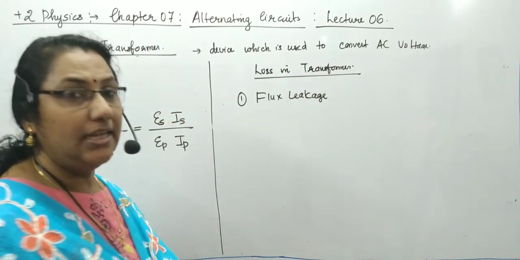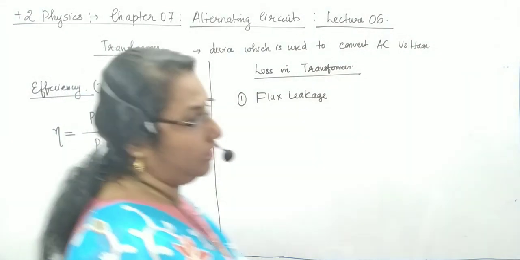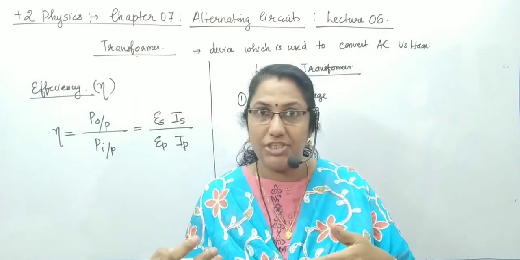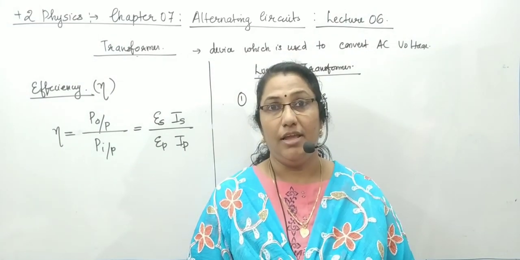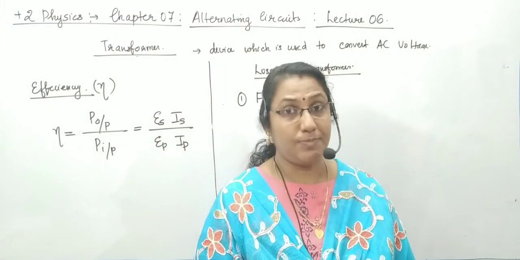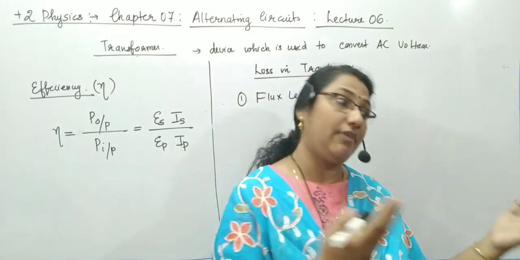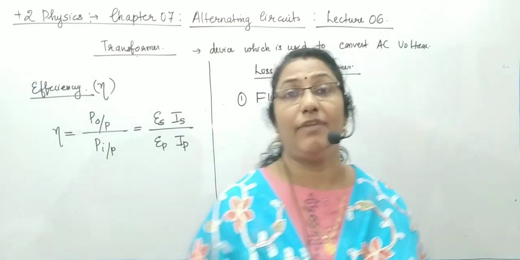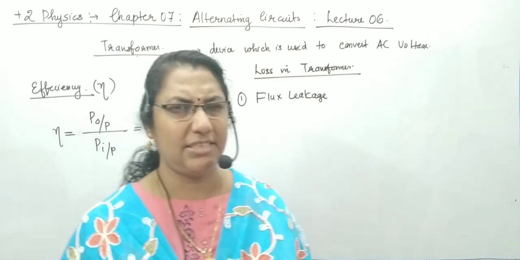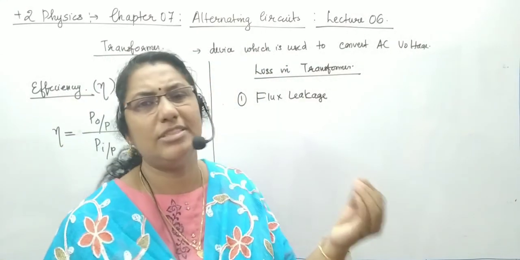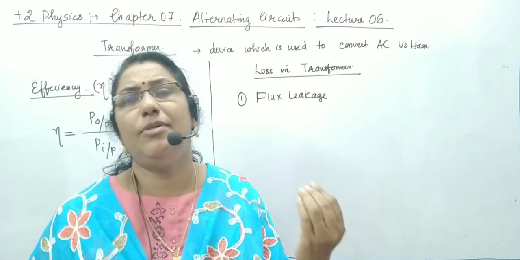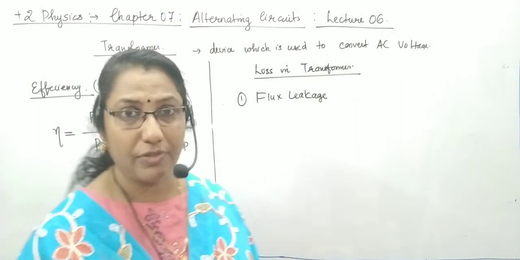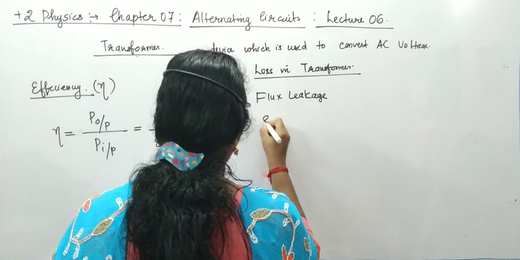We have said here that the working principle of a transformer is mutual induction. That is, when the AC passes through the primary, the flux change in the primary is induced in the secondary. Theoretically, it is possible to have almost 100% flux induction, but practically it is not at all possible. There is some loss in the flux change when it is induced to the secondary, and that is called the flux leakage.